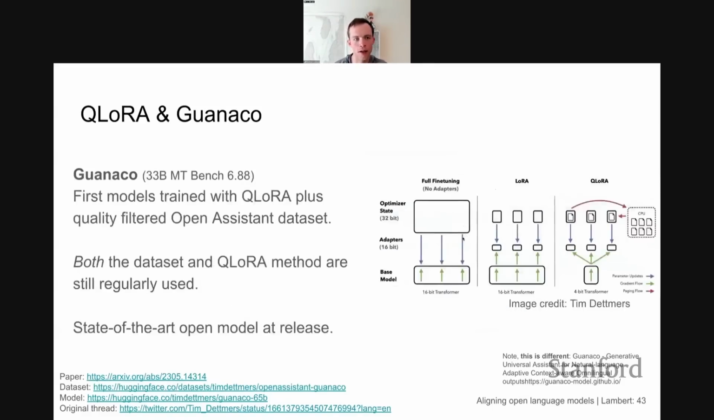And Guanaco did this, and they released 33 billion and 65 billion parameter Llama fine-tunes, which were clear steps up in the state of the art at the time. They also figured out ways to filter this Open Assistant dataset that I mentioned. And this filtered version of Open Assistant is what is still most popular today.